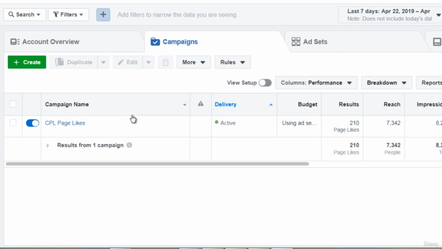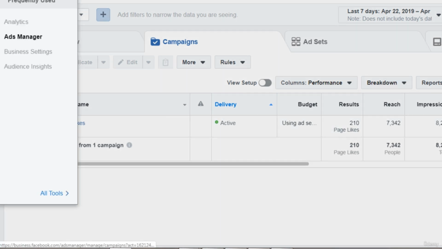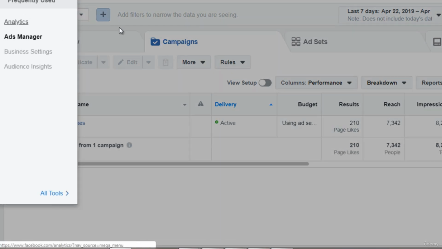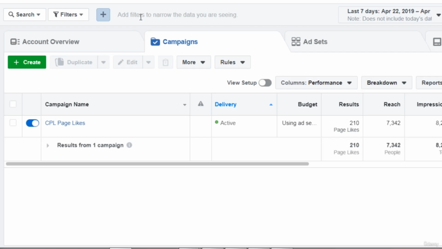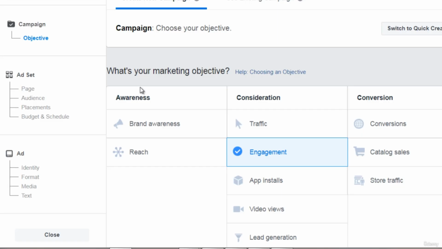Okay, so to get to Facebook Ads Manager, up at the top, click on the menu, click on Ads Manager, and you'll get this page. And you'll want to click on campaigns if it doesn't go there immediately. The next thing you want to do is simply click the green Create button, like so.